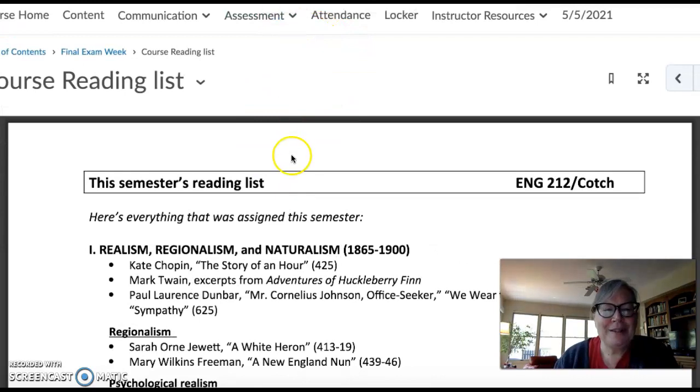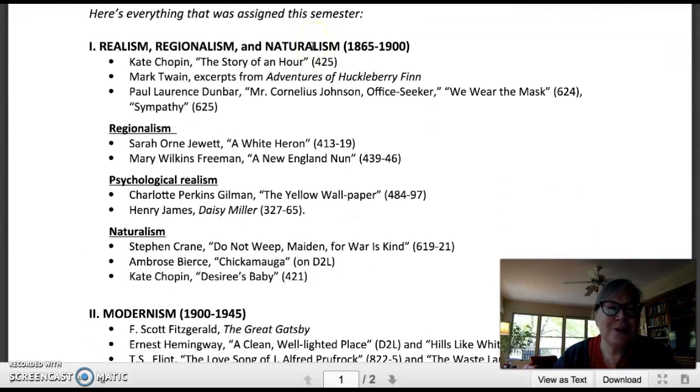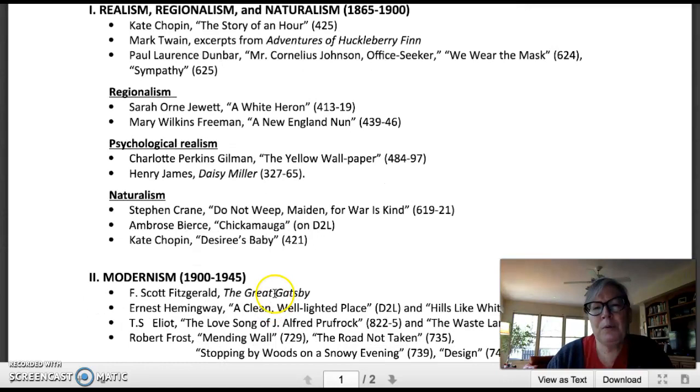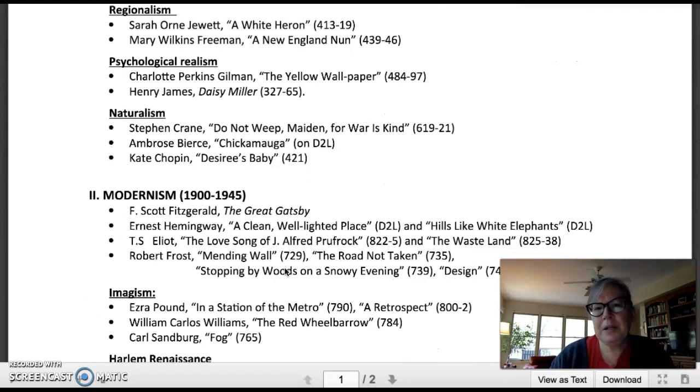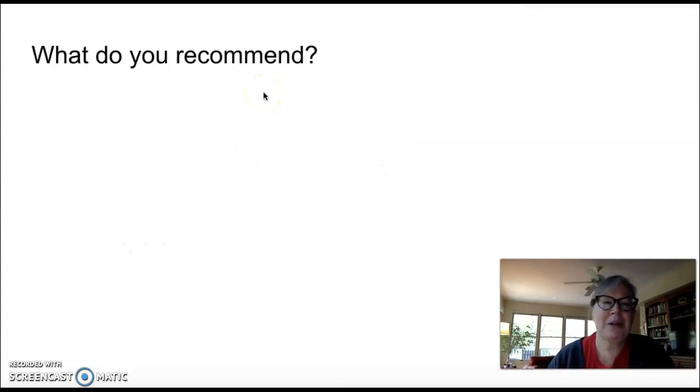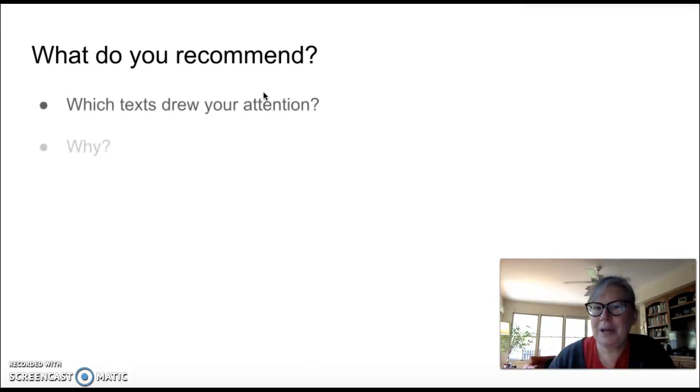So when you look at all of this, what stands out to you? What are you going to remember? What has been most fun to read, or what has been most valuable, even if it was difficult to read? What is going to stay with you? I want you to think about what you would recommend to other readers, because that's going to be your final exam. You are going to be creating a reading list, a book club for other readers, okay?